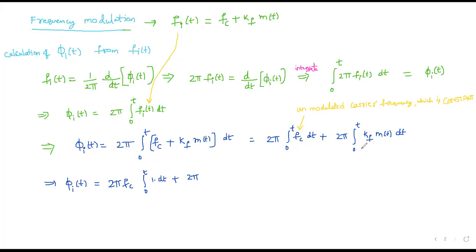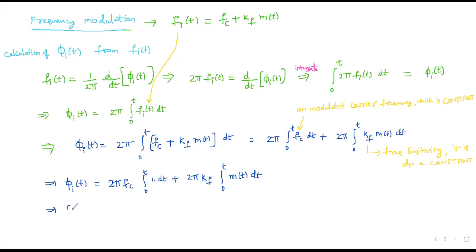2 pi into kf. What is kf? Kf is the frequency sensitivity of the modulator, and it is also a constant. Since it is a constant, I can write that outside the integration, which means 2 pi into kf into m of t. Is it a function of time or not? Yes, it is a function of time, and hence I am keeping it inside the integration itself.